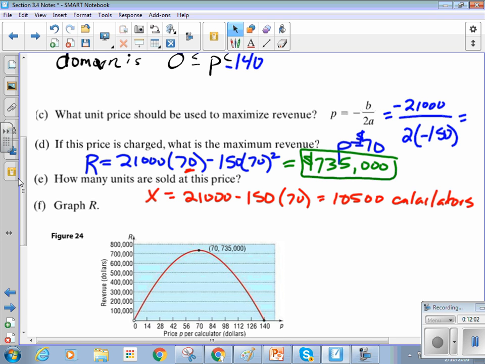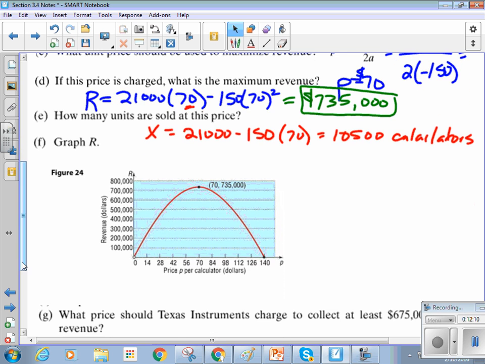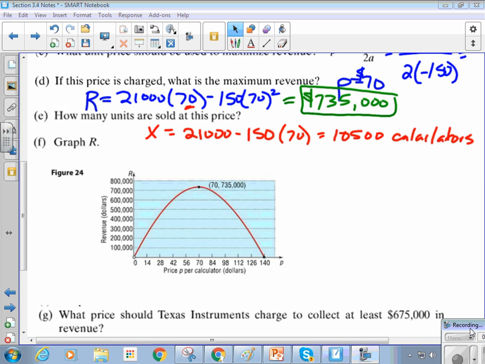And thankfully we get to also include the graph so we can verify everything. So go ahead and make sure you sketch this graph. Price is on the x-axis and revenue is on the y-axis. As you guys are sketching this graph, we're going to look at what price should Texas Instruments charge to collect at least $675,000 in revenue.